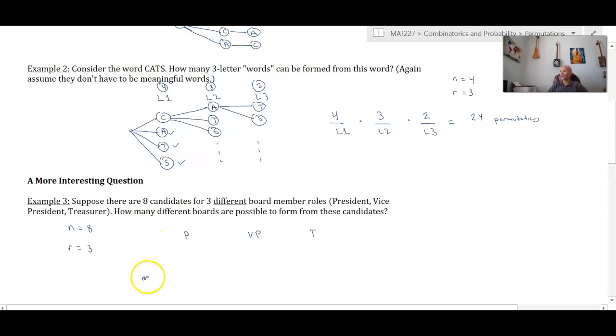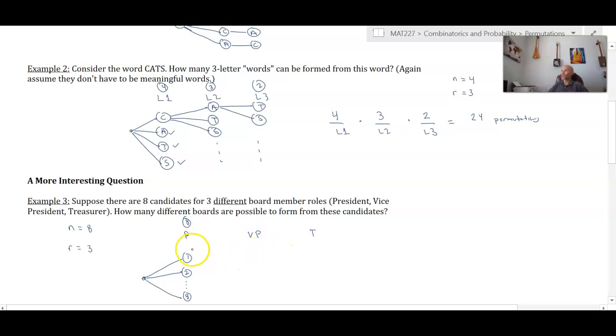So who do I have available for president? Well, any one of the 8 candidates, right? Candidate 1, candidate 2, all the way down to candidate 8. So notice how I'm just beginning to map this out so I can see what's going on here. I see that there are 8 possible ways I could fill the president role.